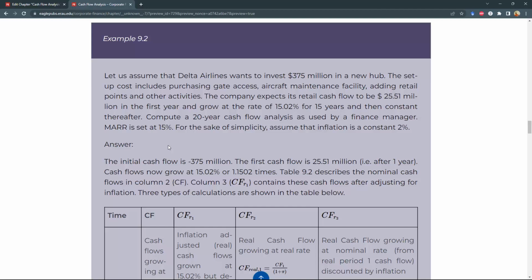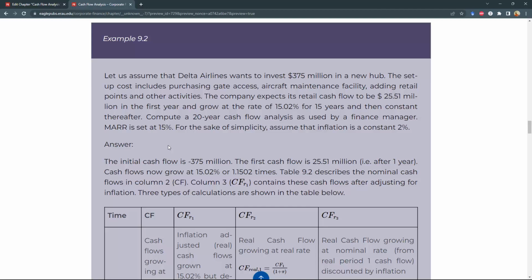Example 9.2. Let's assume that Delta Airlines wants to invest $375 million in a new hub. The setup cost includes purchasing gate access, an aircraft maintenance facility, adding retail points, and other activities. The company expects its retail cash flow to be $25.51 million in the first year and grow at the rate of 15.02%. So G here is 15.02% for 15 years, and then constant thereafter.